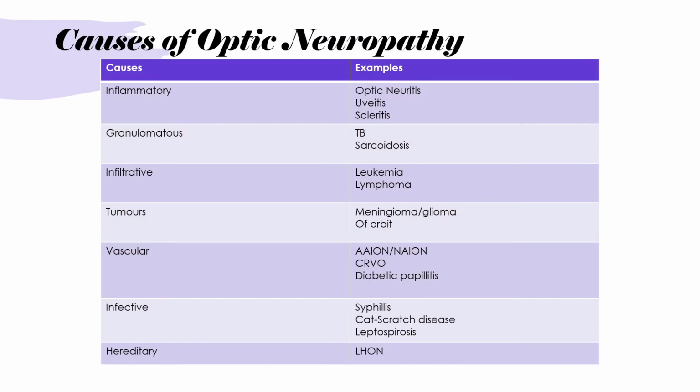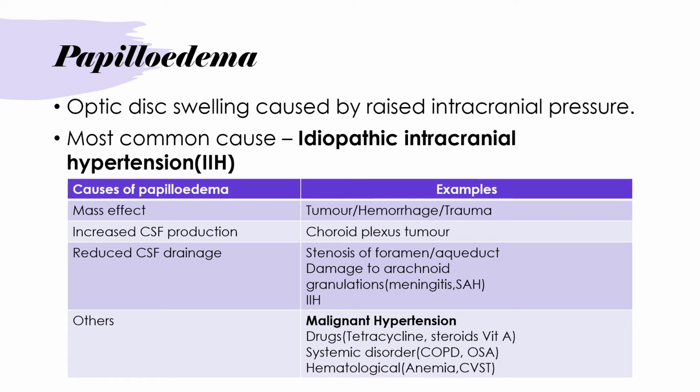So, what are the causes of optic neuropathy? The list is extensive, as can be seen from this table. In contrast to optic neuropathy, where there is direct damage to the optic nerve, papilloedema is optic disc swelling caused by raised intracranial pressure. It is usually bilateral, and the most common cause is idiopathic intracranial hypertension. Other conditions that cause increase in intracranial pressure can also cause papilloedema.